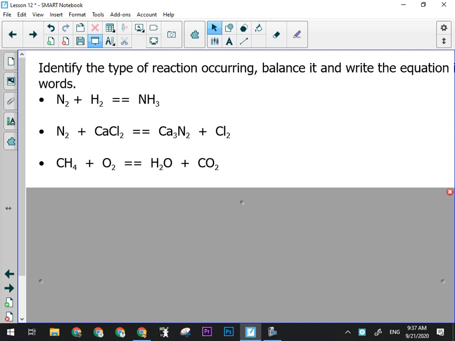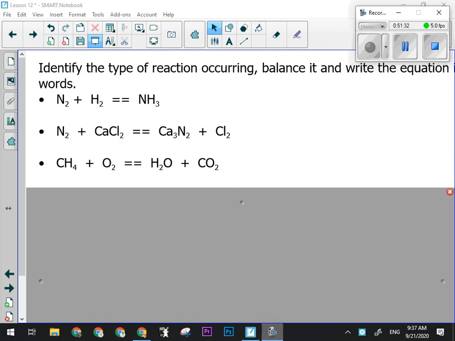So let's look at this first one. First reaction here, I've got an element reacting with an element to form a single compound. What reaction type is that? It's a synthesis reaction. So that's the first thing we want to write, just synthesis. And you can abbreviate SYN.